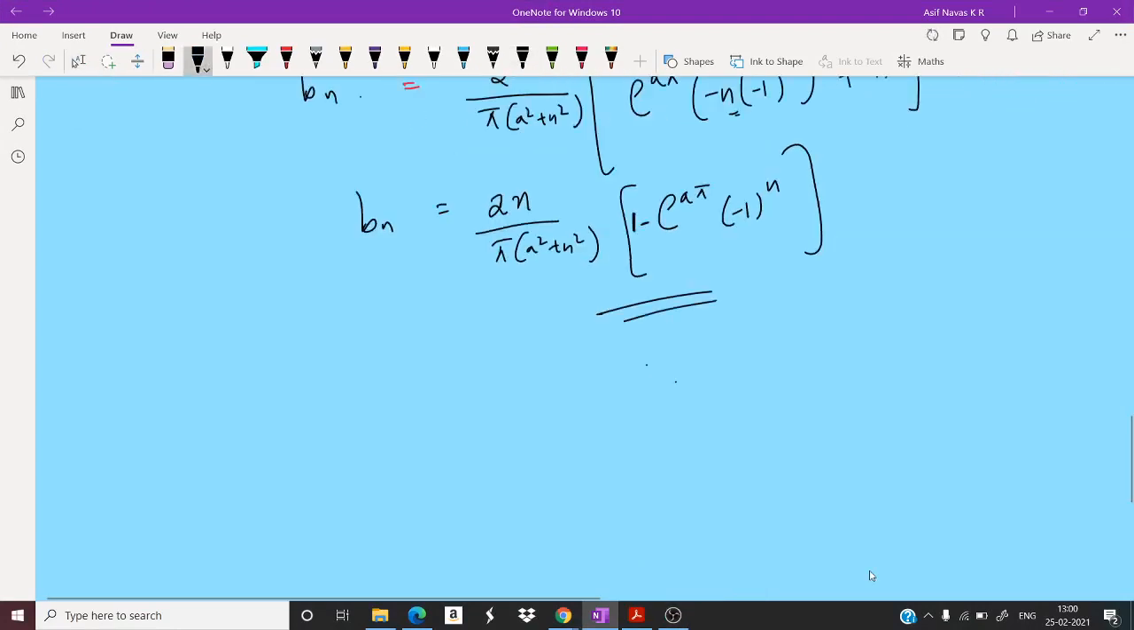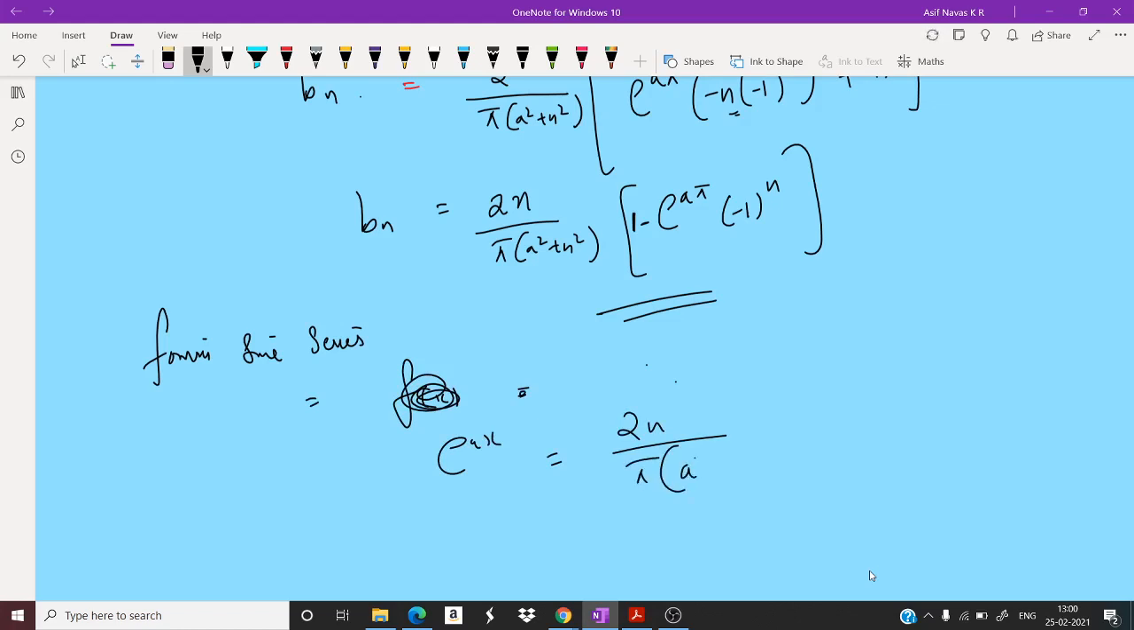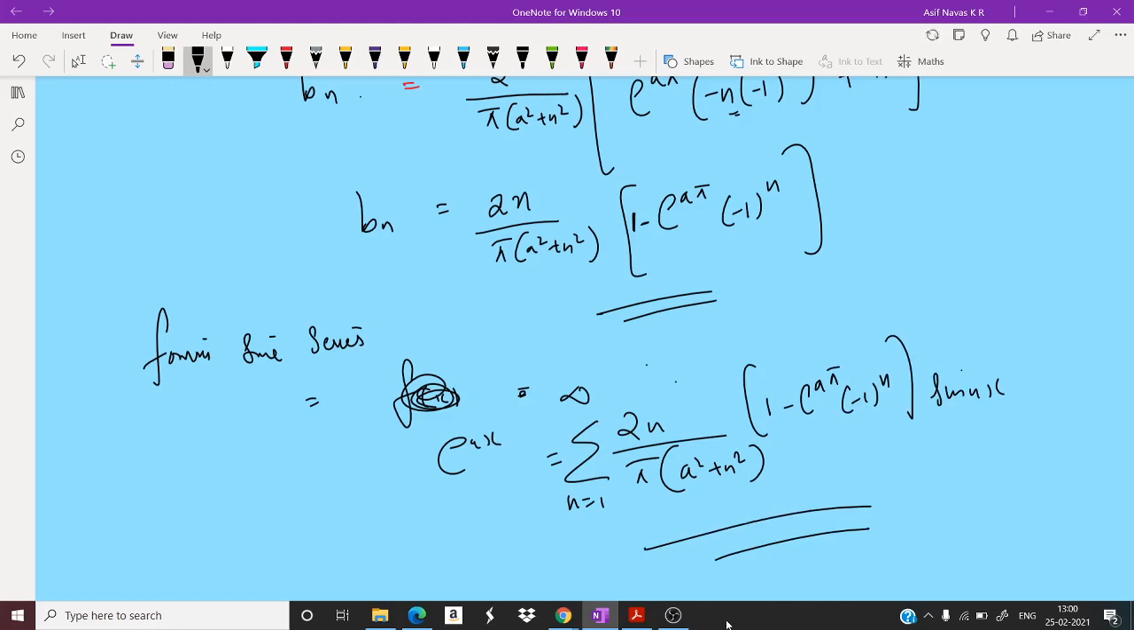So the Fourier sine series of f of x, e raised to ax, is equal to sigma n equal to 1 to infinity of 2n by pi a square plus n square, times 1 minus e raised to a pi minus 1 power n, times sin nx. So this is the answer. This is the Fourier sine series.